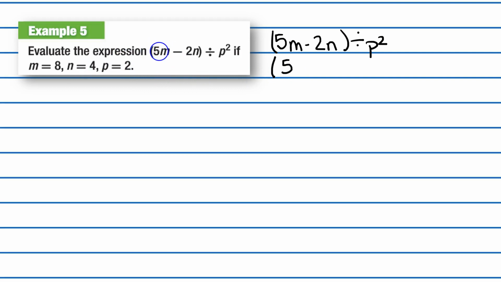Remember, this is a multiplication here, so it's 5 times M, which in this case is now 8, minus 2 times N, which is 4, divided by P, which is 2 squared. Notice how I didn't change anything. This is still M, this is still N, and they are both being multiplied. I haven't changed anything. And let's also put our acronym up top.